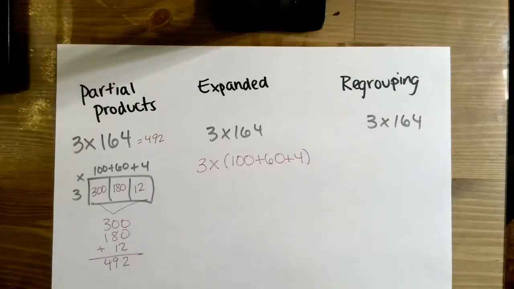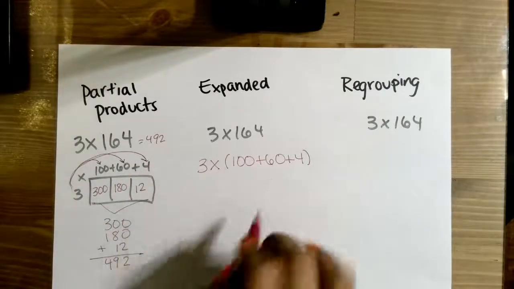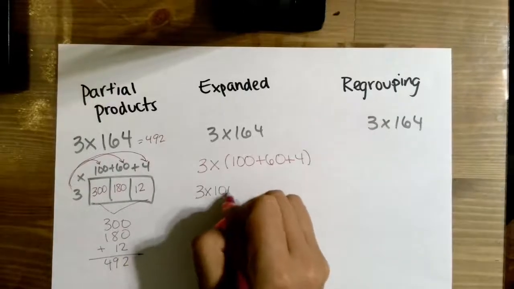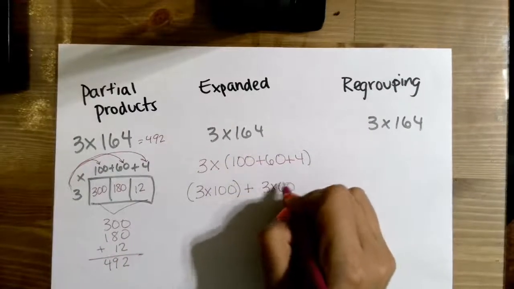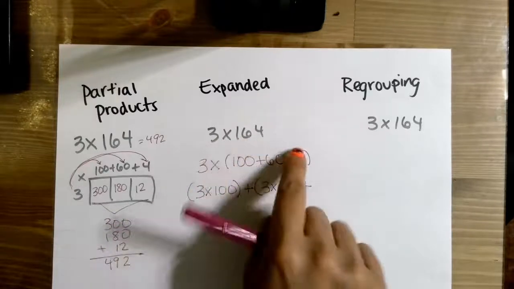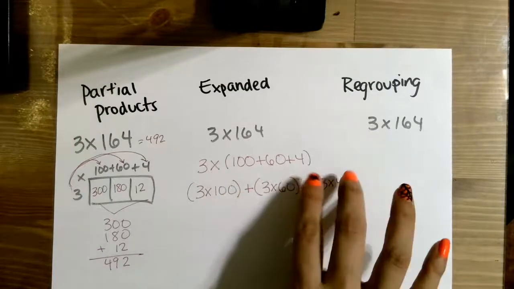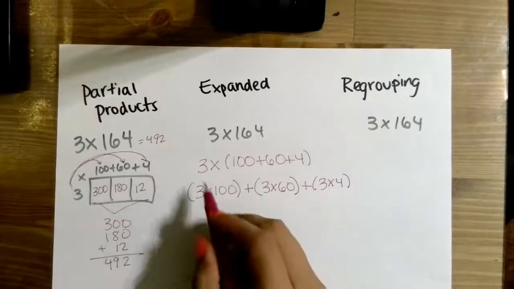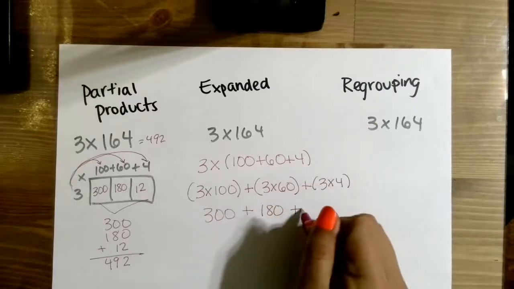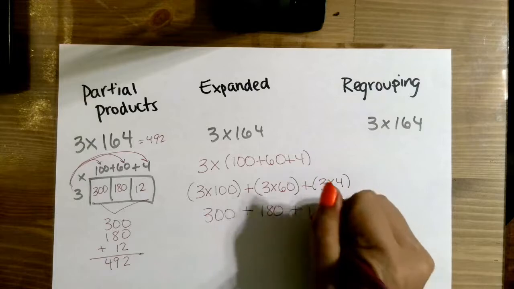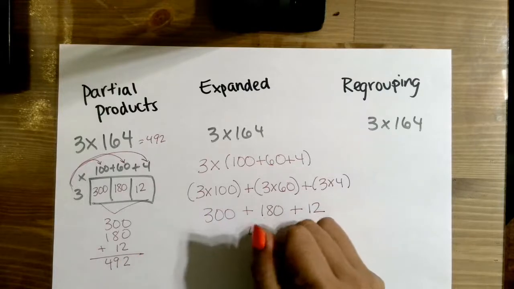And like before, we're now going to distribute that 3 to each part so that we get the equation looking like this. 3 times 100, that's one part, plus 3 times 60, that's the next part, plus 3 times 4. That's the last part. Now we're going to find the actual partial product for each part. 3 times 100, look, it was 300, plus 3 times 60, which we already know is 180, plus 3 times 4, which we figured out over here was 12. If we add it all together, it's the same thing we did right here for a final answer of 492.